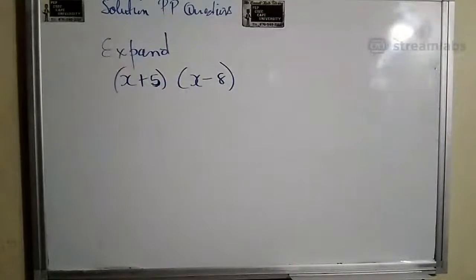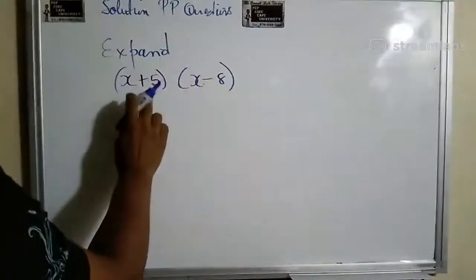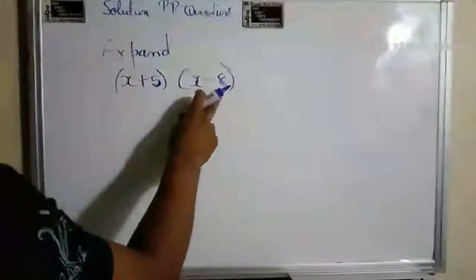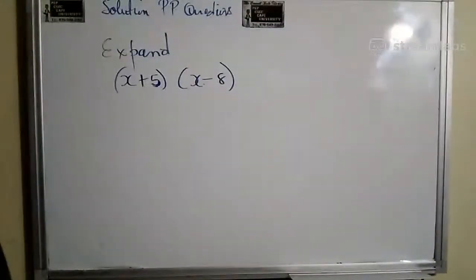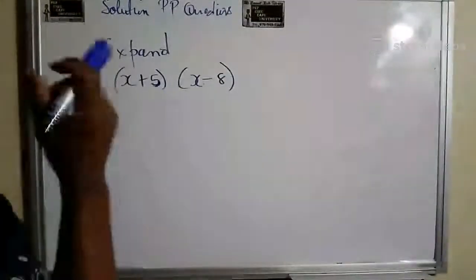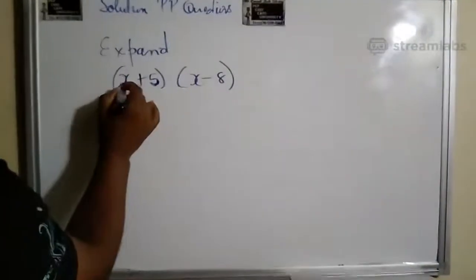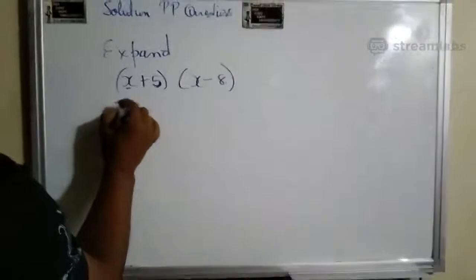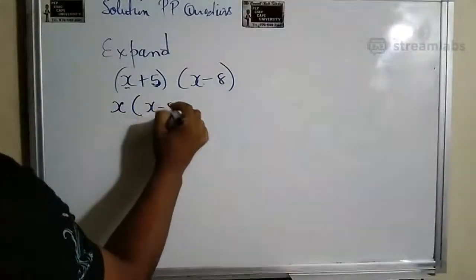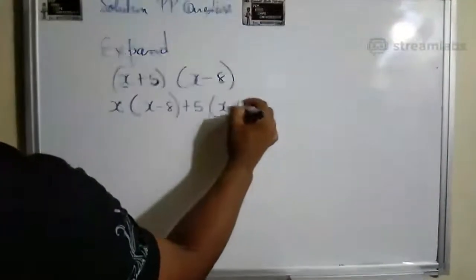Alright, so the bracket means to multiply. So let us do that. What we're going to do is multiply all of this by x, and then plus 5 times all of this. So I'm going to rewrite it Angel style. A student I taught in the past showed me a style and said, sir, if you showed me this, I'd understand it easier. So I adapted the style. Since we're going to multiply by x first, let us rewrite it. So it's x times x minus 8, plus 5 times x minus 8.